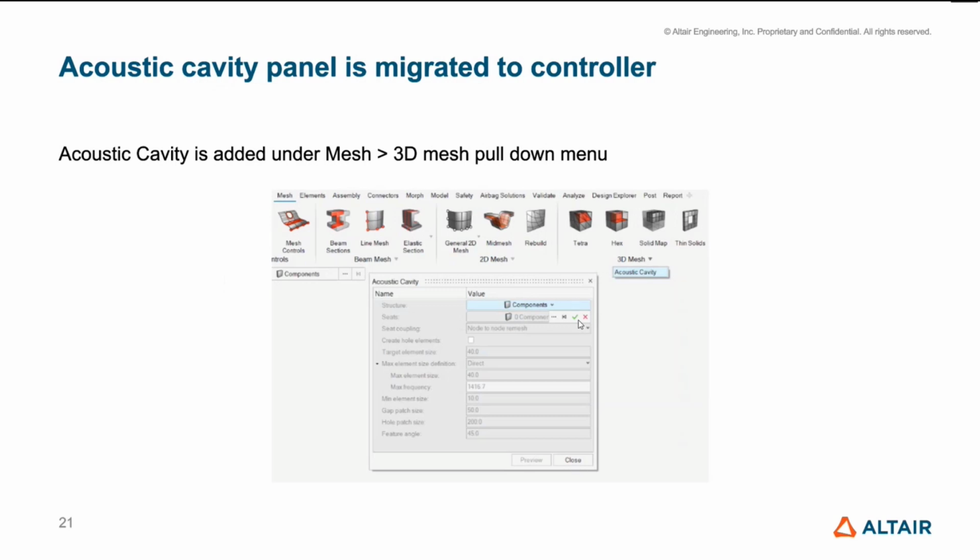We have also migrated ACM, acoustic cavity meshing. This is under the 3D pull down. I can pull down there and it will show me acoustic cavity. As soon as I click that, it will bring me this controller where I can select my components and define my parameters to generate the mesh. Again, when we type in and search it, it will not point us to the panels, rather it will point to this controller.